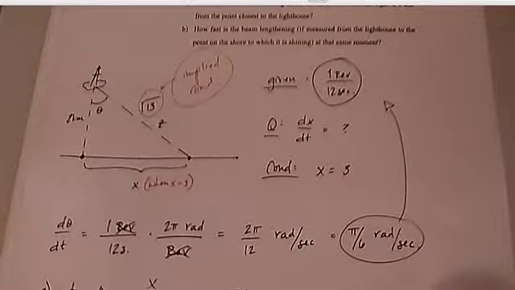Now, part B winds up being even a little bit nastier, because this is, remember, z right here, the length of the beam. How fast is the beam lengthening if measured from the lighthouse to the point on the shore to which it is shining at the same moment? I want to know dz dt, okay? So for part B, I want dz dt. How do I define dz dt with respect to this?